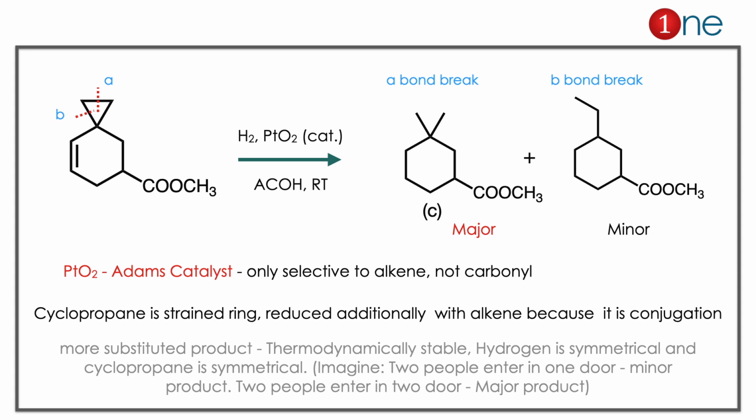Here you have to learn two important things. One is Adams catalyst. Adams catalyst is selective for alkene, not for any carbonyl. The second thing is, if you have a strained system, it will also be reduced during the reduction. Here it is cyclopropane.